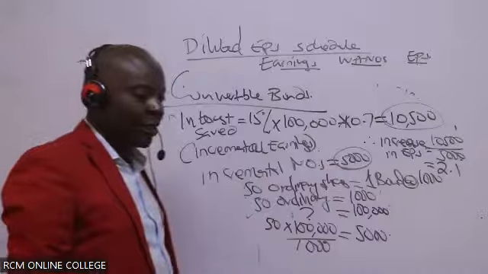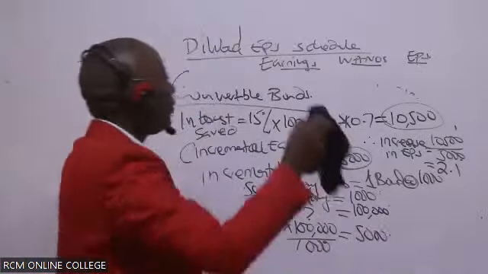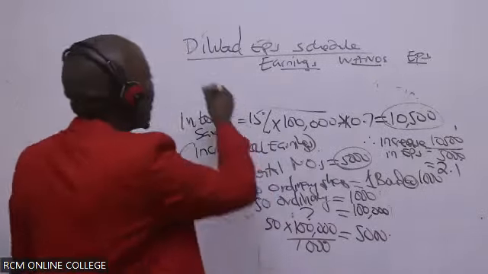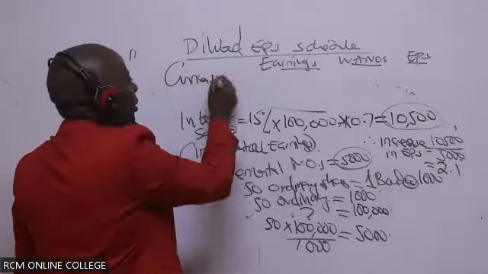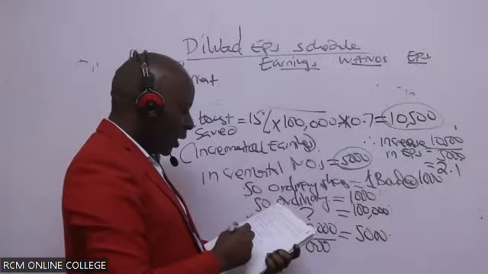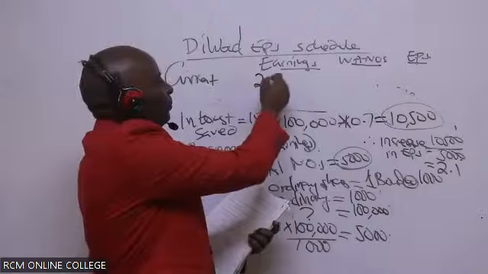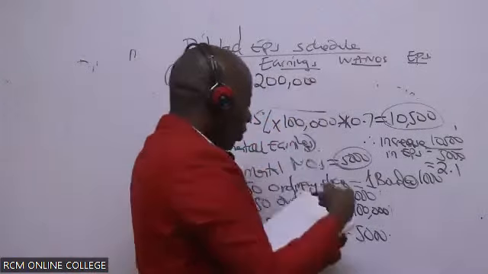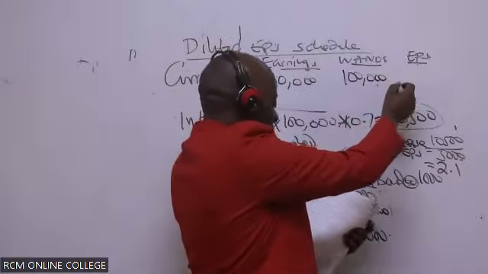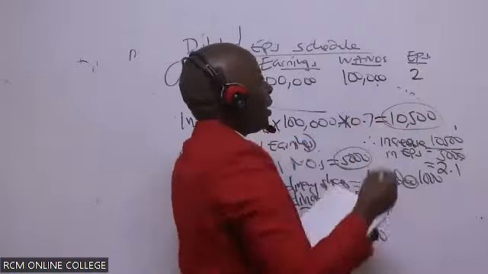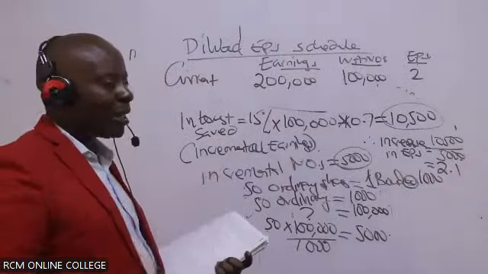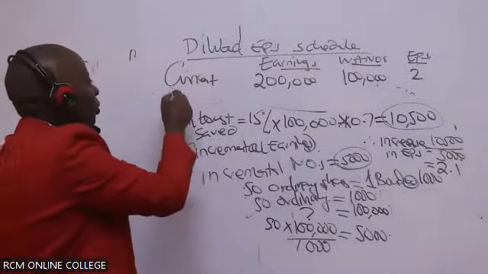All right. Then, ladies and gentlemen, come here very fast and give me these figures. We start with the current. The current earnings were 200,000, and the number of shares were 100,000. This gave us 2 per share. And now our ranked items, we start with options.